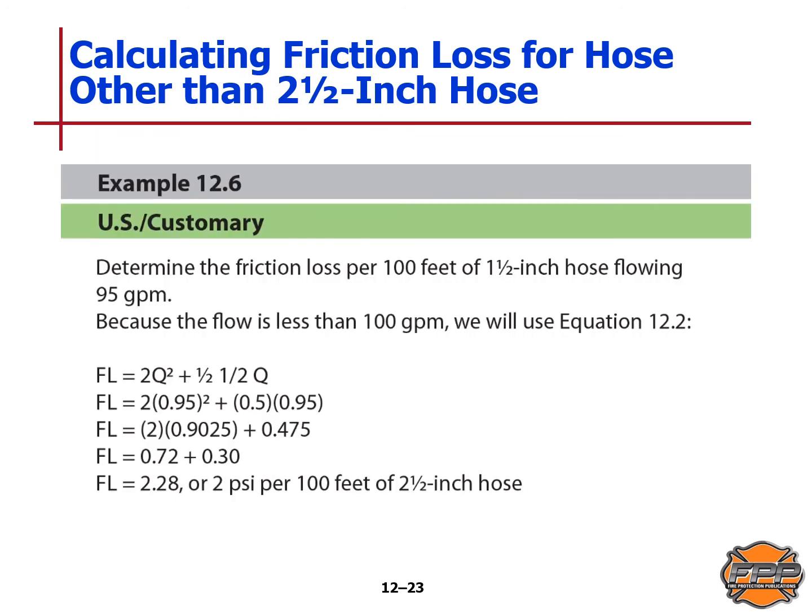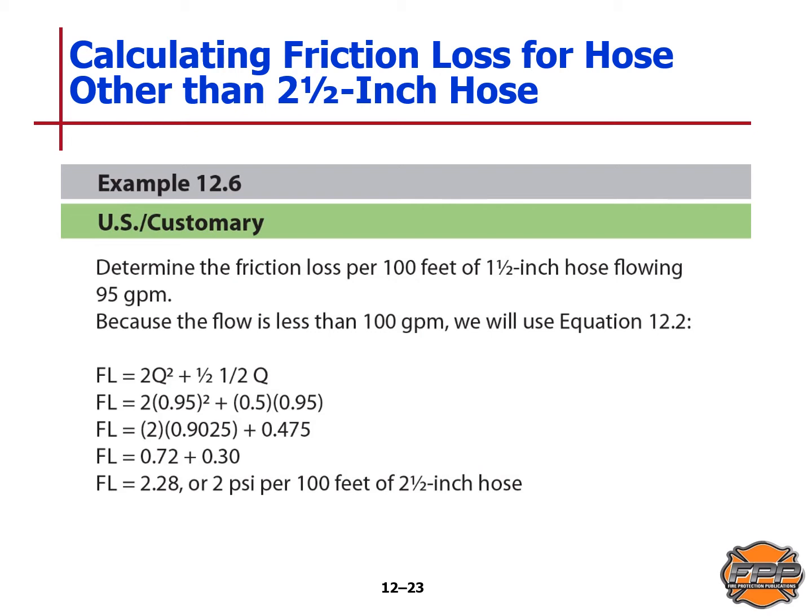When calculating friction loss for a hose other than 2.5-inch hose, let's use the U.S. customary example 12.6 from your book. Determine the friction loss per 100 feet of 1.5-inch hose flowing at 95 gallons per minute. Because the flow is less than 100 gallons per minute, we will use equation 12.2. This equation reads, friction loss equals 2Q squared plus 1/2 Q.